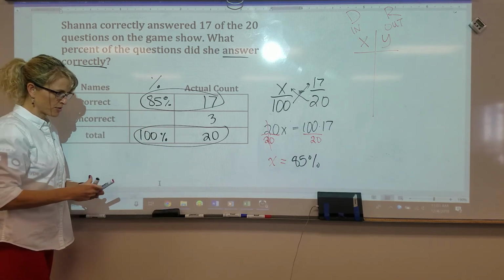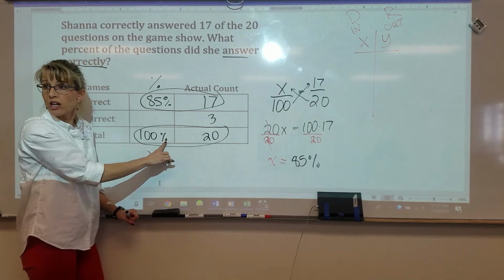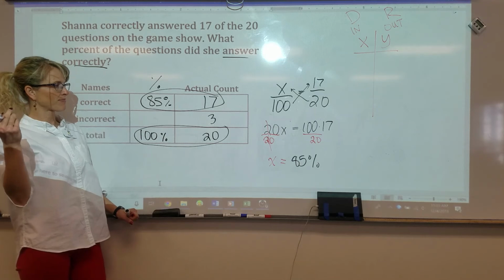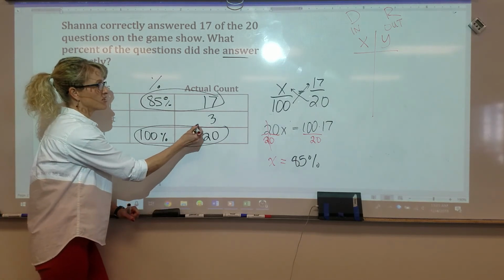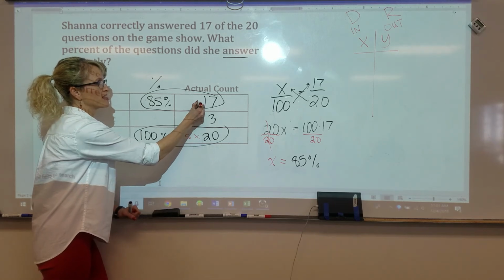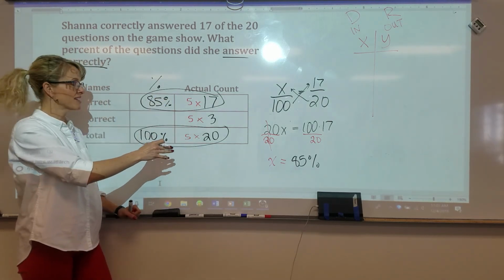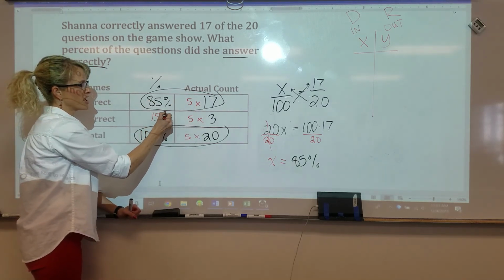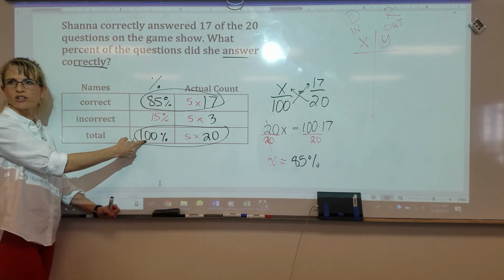Here's 2 shortcuts I want to show you. Is there a relationship between the 20 and the 100? What would I times 20 by to get 100? Think. Get ready? 5. Good. Can I assume that relationship is all true for this relationship? Yes. Always? Yes. So 17 times 5, that is 85. 3 times 5, so 15% of the questions are incorrect, and those 2 should always add up to 100.